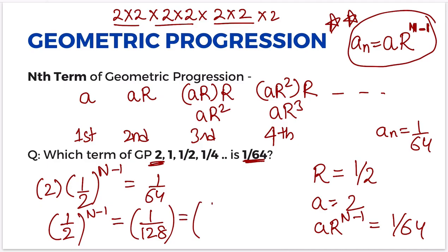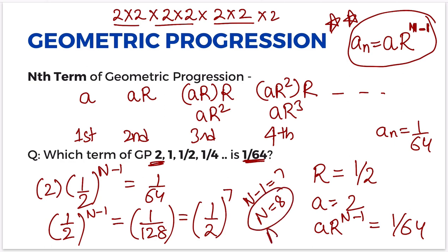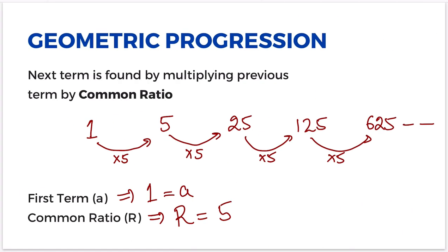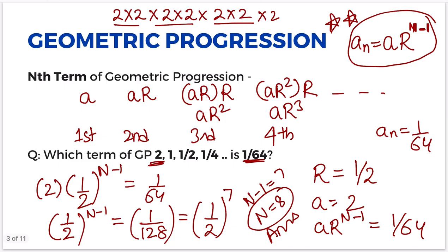So 128 is in actuality 1 by 2 raised to power 7. 1, 2, 3, 4, 5, 6, 7. So 1 by 2 raised to power n minus 1 is equal to 1 by 2 raised to power 7. So you can compare: n minus 1 is 7, n is equal to 8. So the answer is n is equal to 8, correct? So if you are not able to understand the powers, there is a video in the last section, number system, called powers. You can understand how to handle the powers in fractions. Correct? This is easy. N is equal to 8.